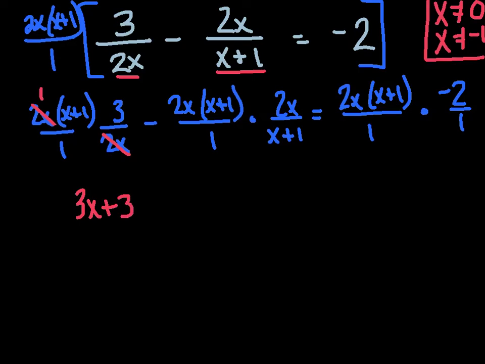Notice the denominators are now dead. We could say x plus 1 divided by x plus 1 is a 1, and don't forget the minus sign there. And last but not least, nothing cancels. So here's what I'm going to do.